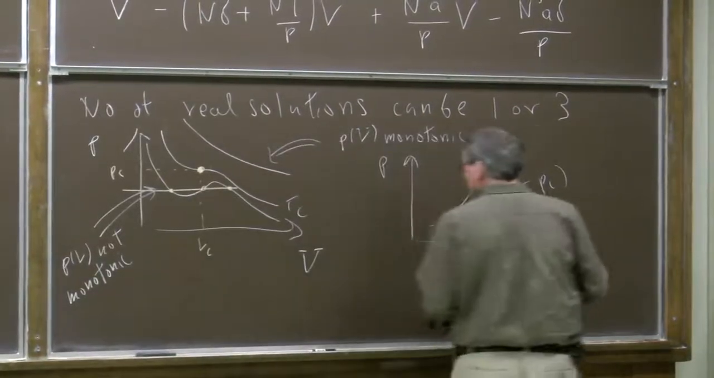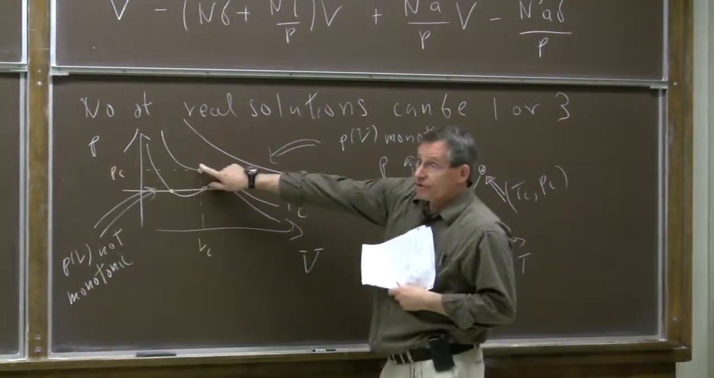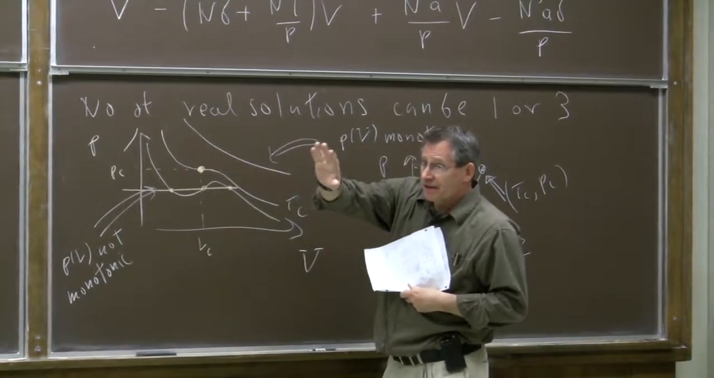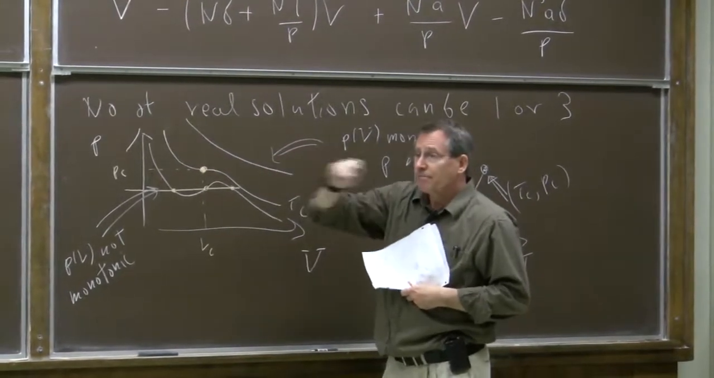Now, when we're on the critical isotherm, why is that going to be the critical volume and critical pressure? Well, we're going to understand that as we proceed. Okay.